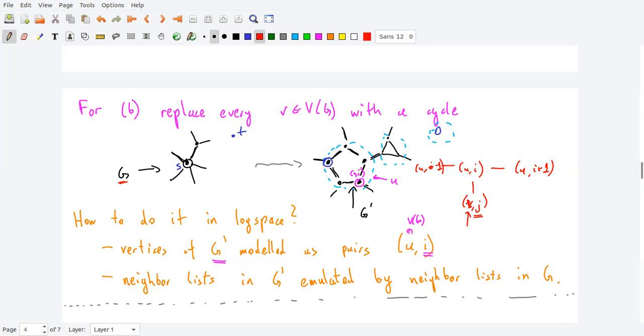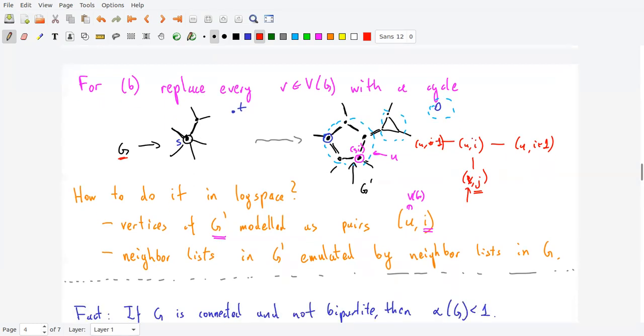Is this clear? Okay. Good. Observe that this algorithm takes linear time, but we don't care. We only care that it takes logarithmic space.